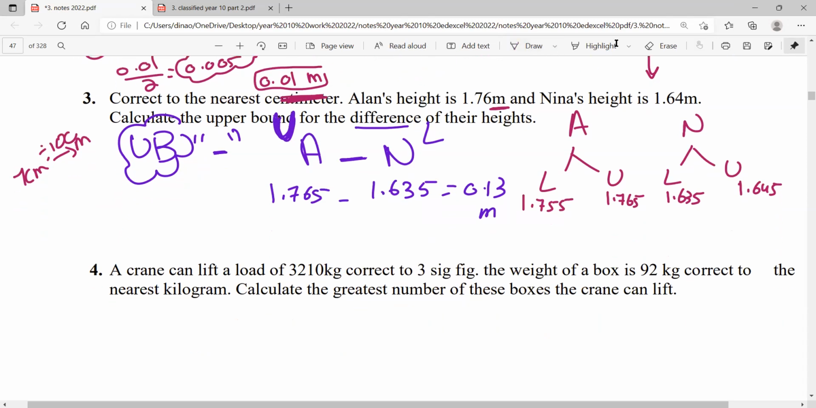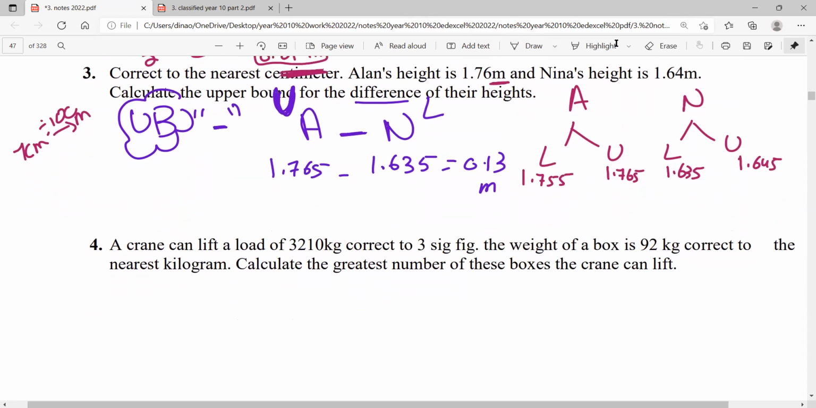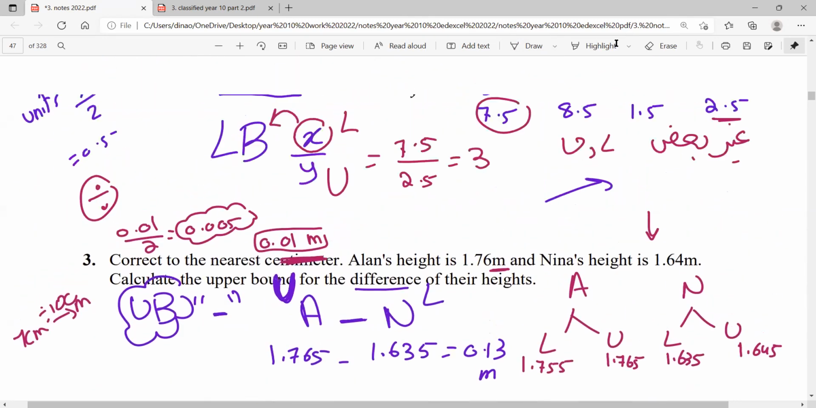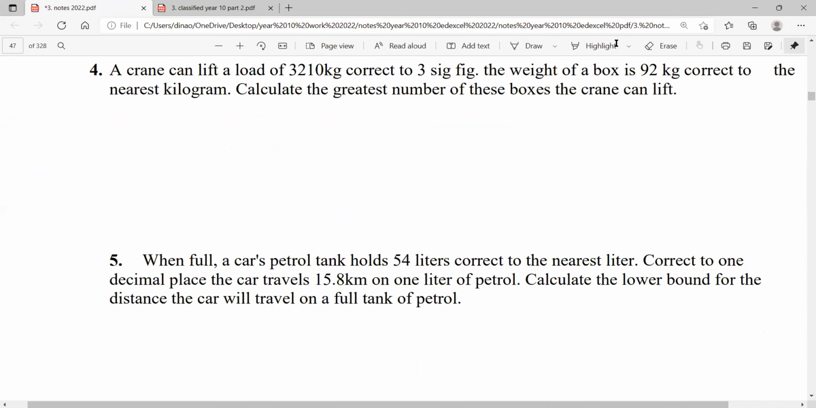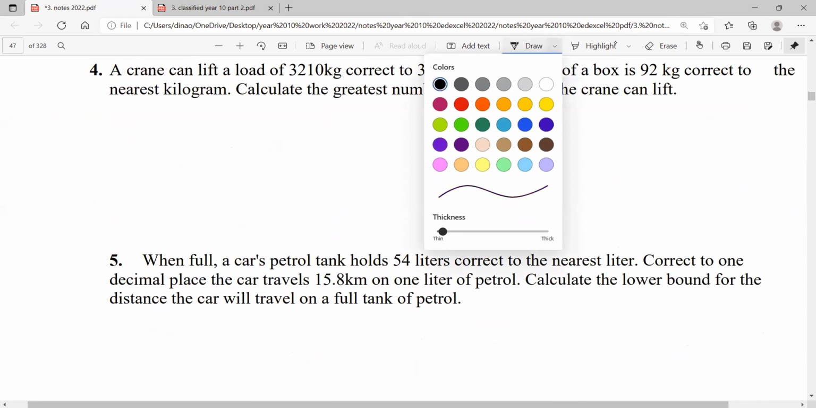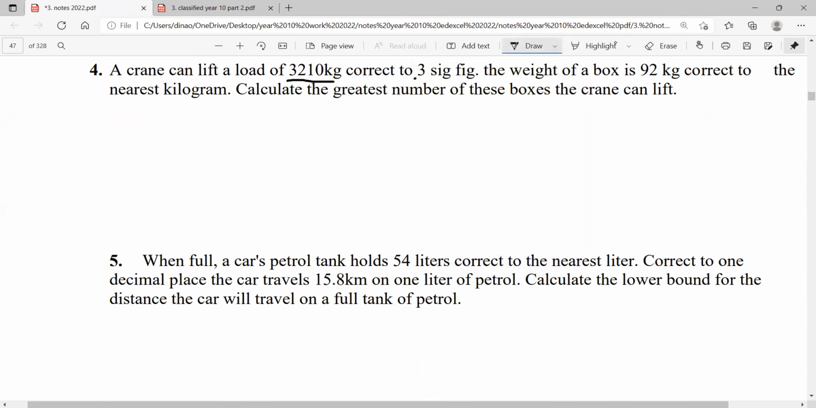Question number 4. Word problems, same idea. Sometimes the operation is not very obvious. In question 3 it said find the difference, which was clear. Let's see this question. It says: a crane can lift a load of 3210 kilograms, correct to 3 significant figures. Again, let's find the bounds for the crane. This crane can lift this load approximately. Of course, we'll get the upper bound and the lower bound for the crane.